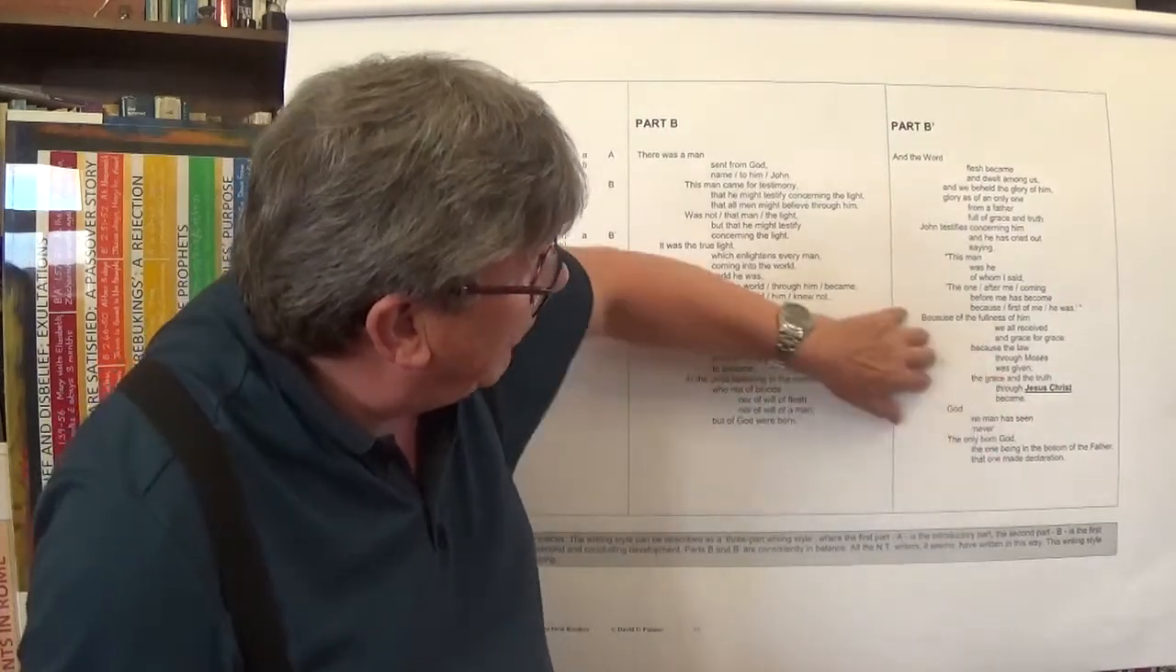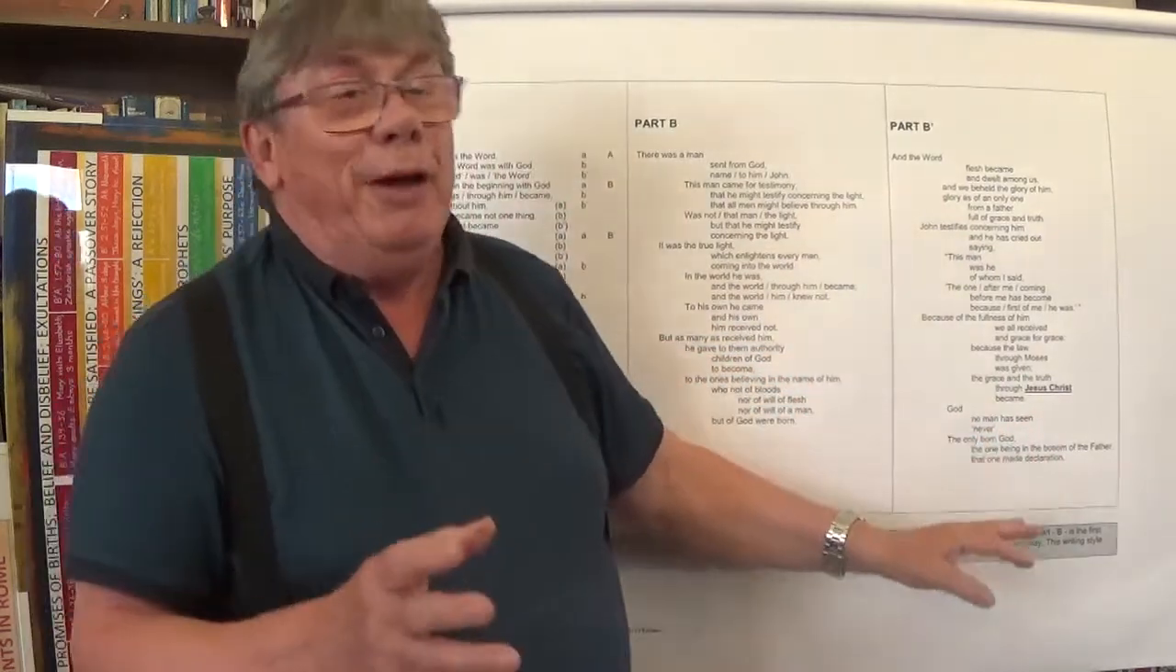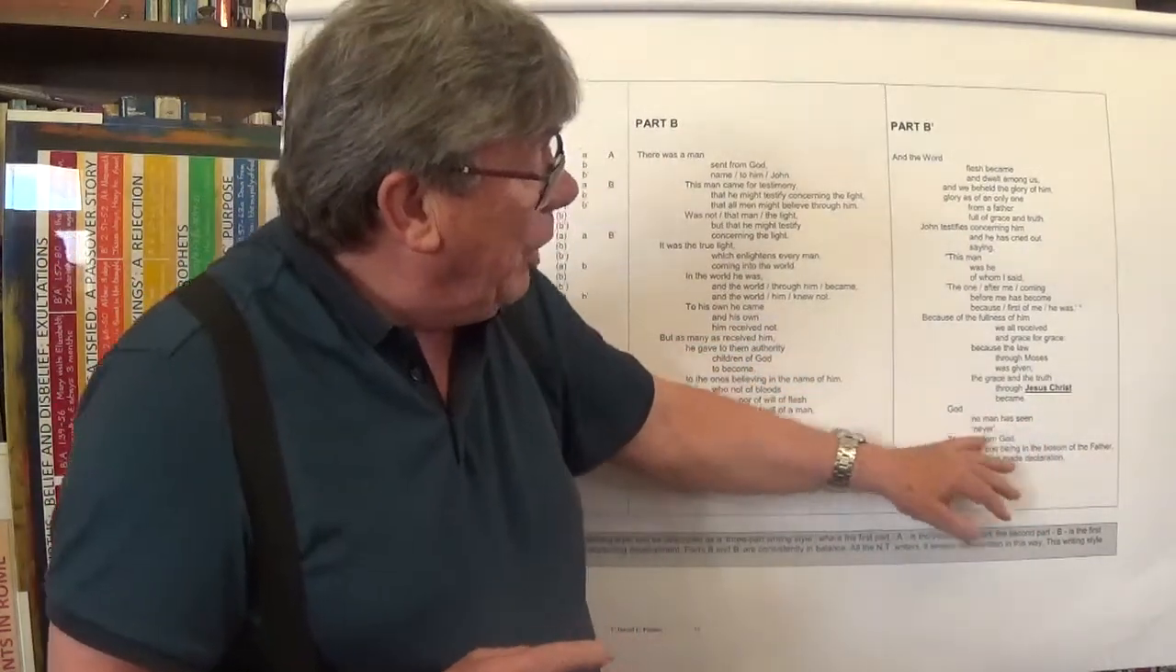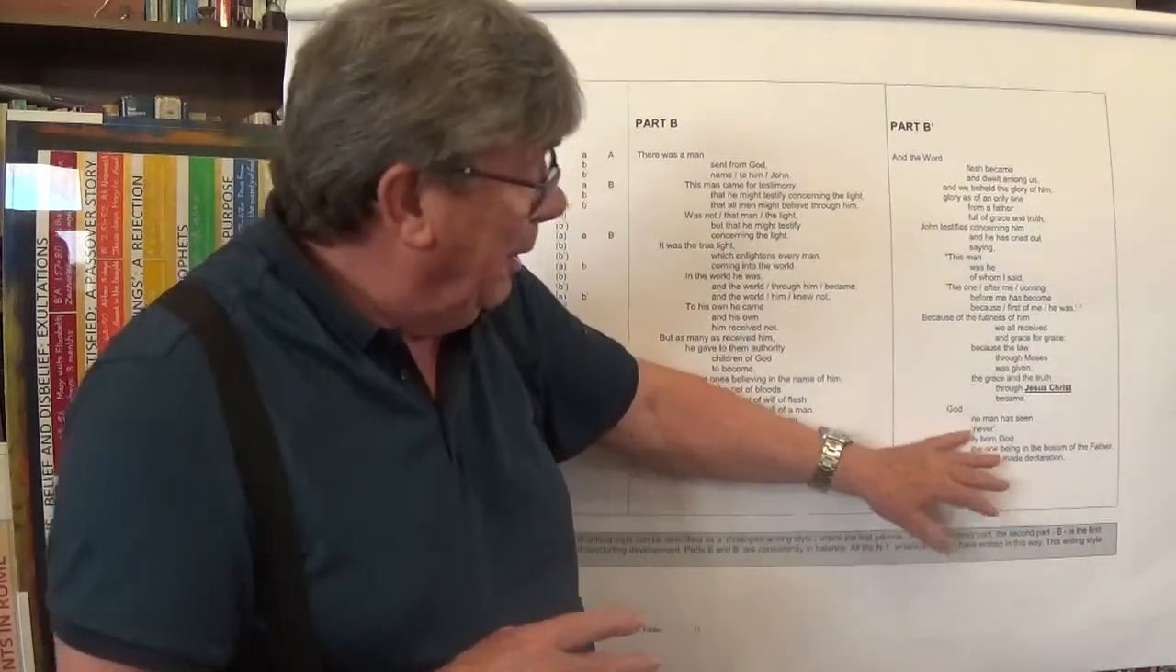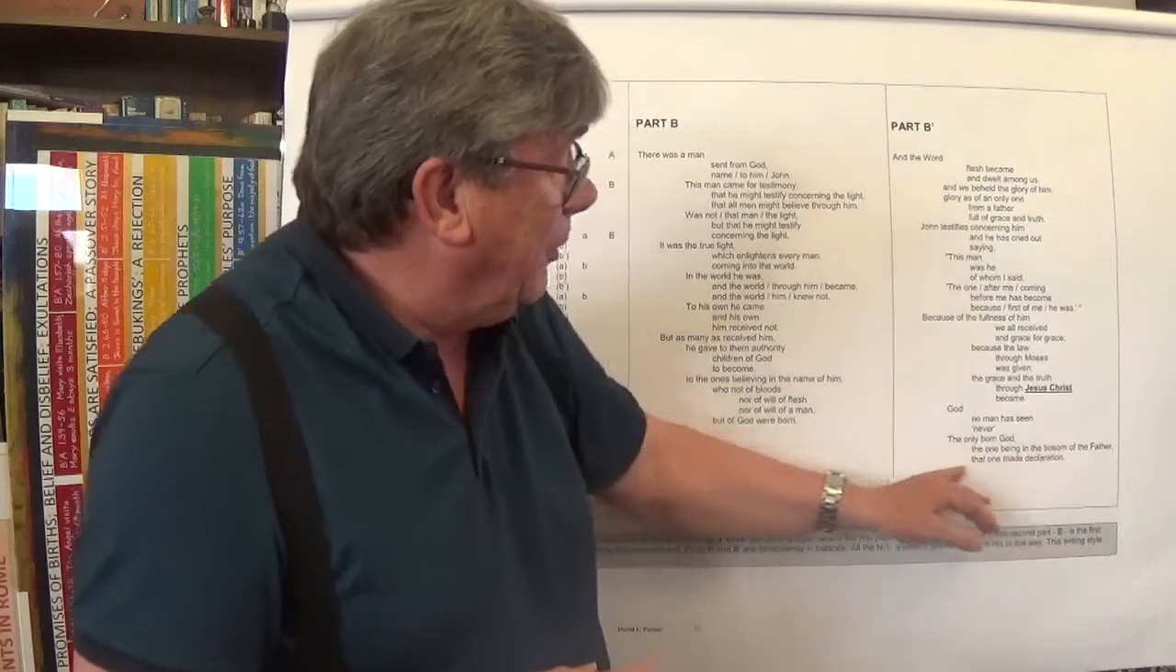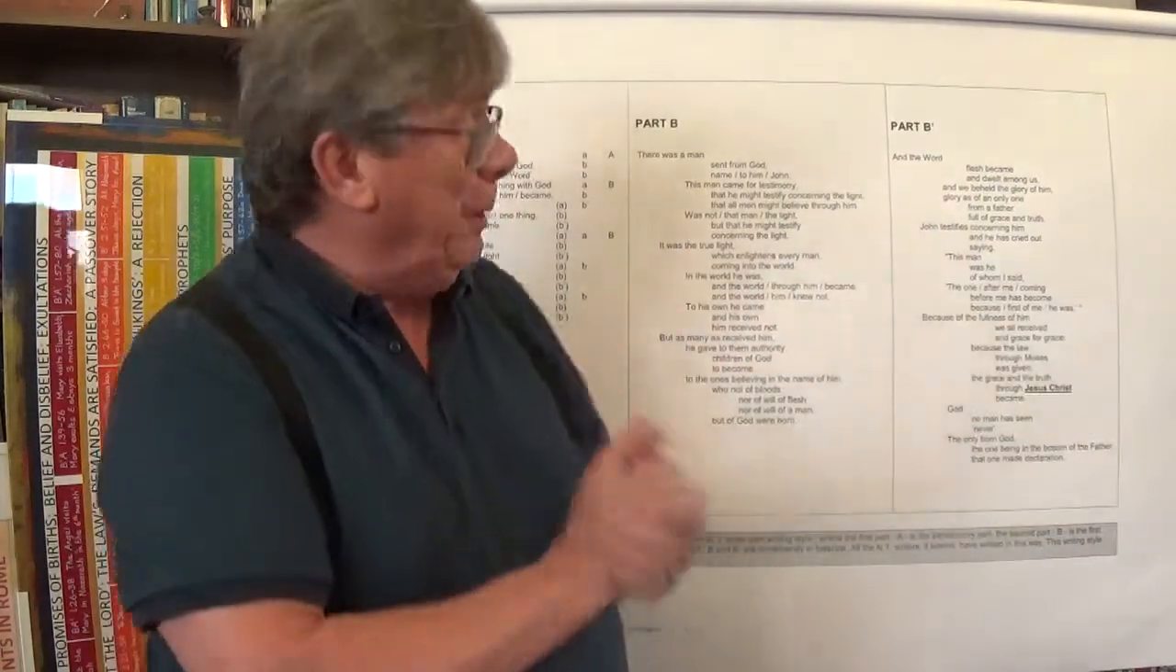And the final bit of this part is, God no man has seen, never. Well, it says that in the Greek, and it means ever, okay, in the second line. The only born God, the one being in the bosom of the Father, that one has made him known. And literally you could say that one made declaration.